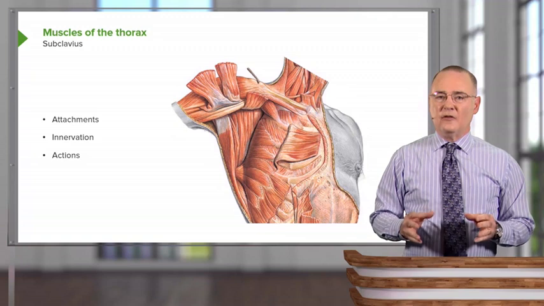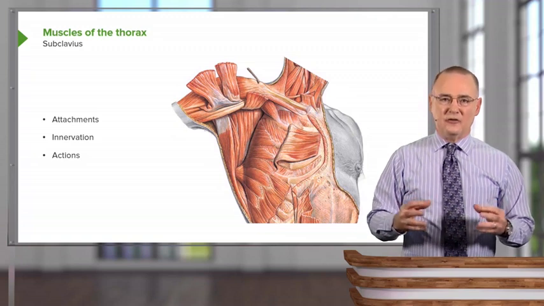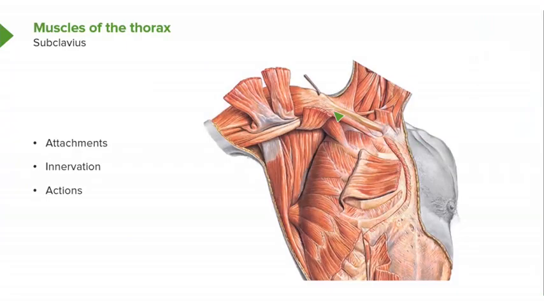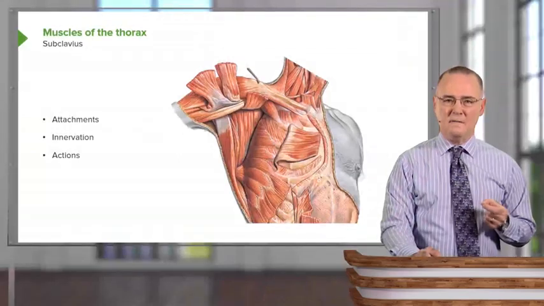The subclavius is the smallest extrinsic muscle of the thorax. It is shown in this illustration attached to the inferior surface of the clavicle, and then it attaches to the first rib. The innervation of the subclavius is via the nerve to the subclavius, and the subclavius has two functions.